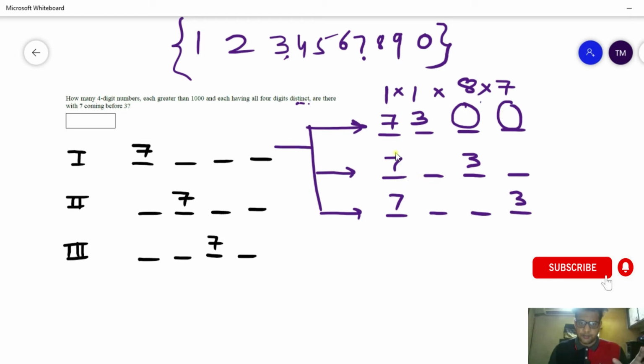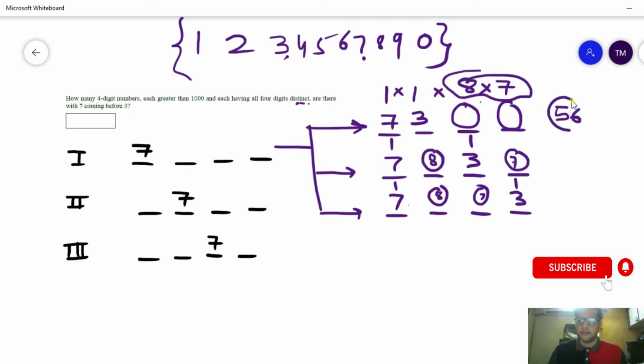In the second, also there is only one way of putting 7, 1 way of putting 3, that's why 1. And there are 8 ways of putting this number, and 7 ways of putting this number. And in the third, again we have one way of putting 7, one way of putting 3, and 8 and 7. So can I say that 8 7s are 56, into 3.